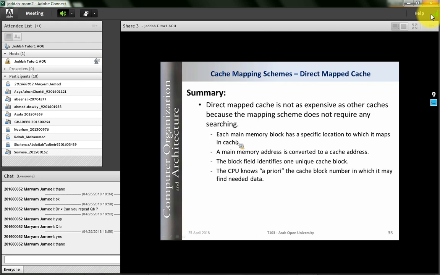Each main memory block has a specific location to which it maps in the cache. The main memory address is converted to the cache address. The block field identifies one unique cache block, and the CPU knows a priori the cache block number, because there is a relation between the address in the cache memory and the address in the main memory, which is y equals x mod n. So this is for the direct mapping scheme.